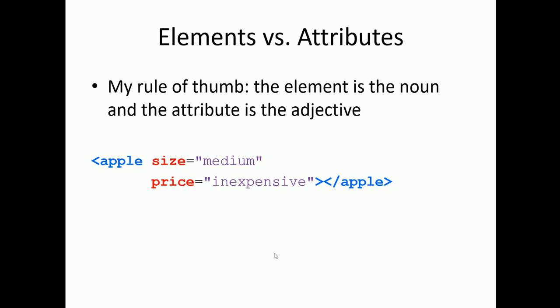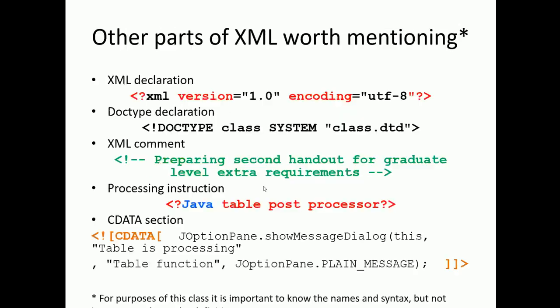Elements versus attributes. My rule of thumb is that the element is the noun and the attribute is the adjective. So if my element name is apple, I think of apple as being the noun, and I think of the attributes as being the adjectives. Apple has a size, in this case it's medium. It has a price, in this case it's inexpensive.